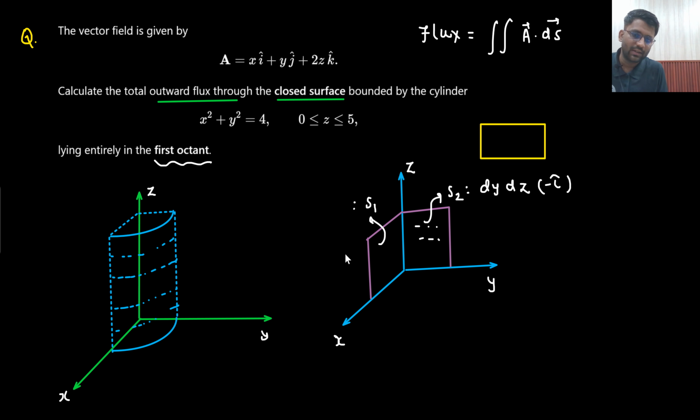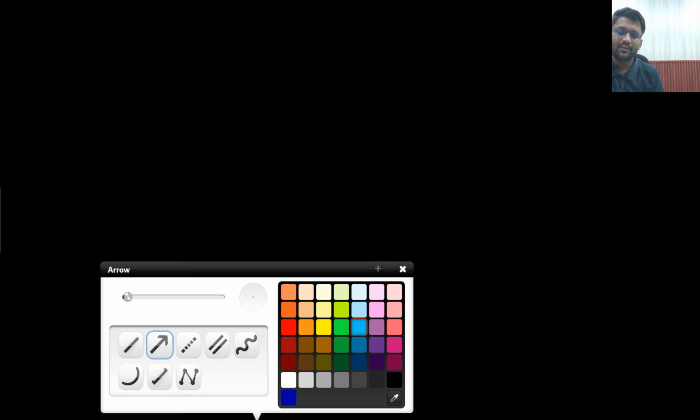What about this one? Sir, here for S1, I will write dx dz minus j cap, towards this, right? This is the scenario. Now there are 2 more surfaces, upper side and downward side.